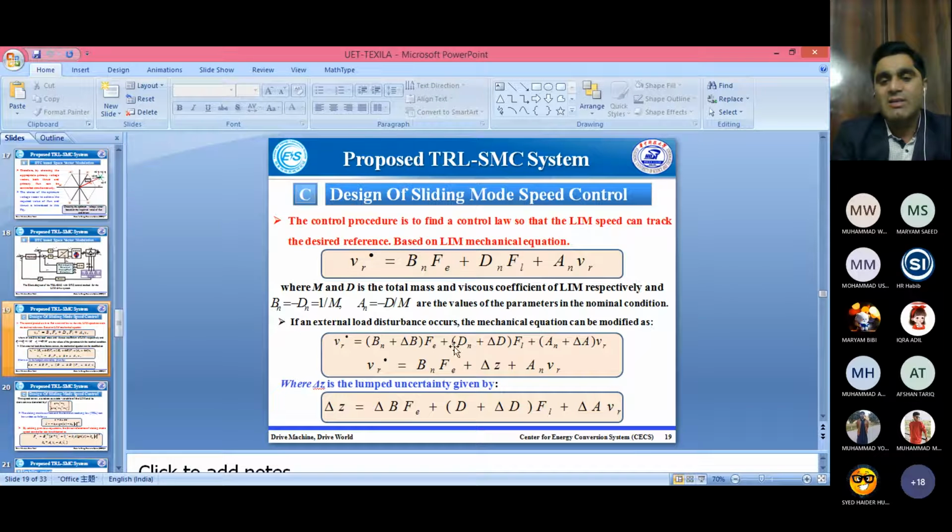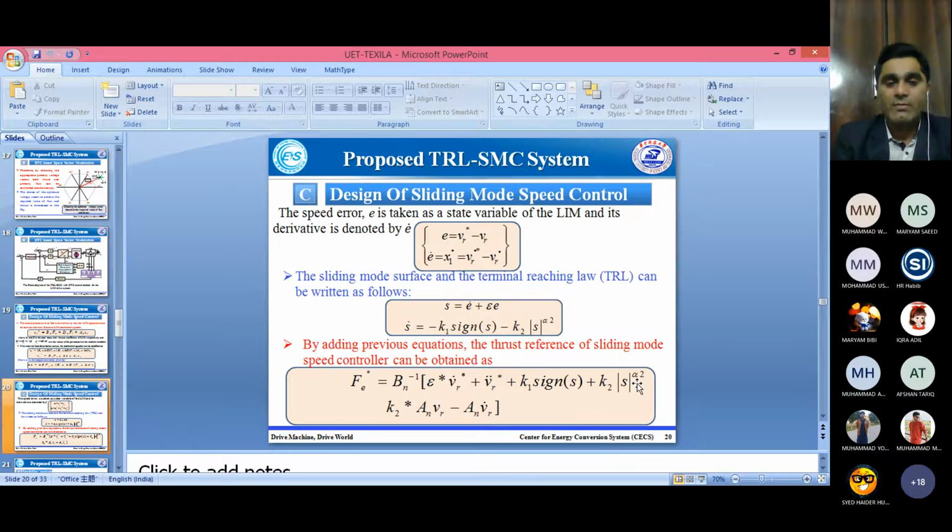If an external disturbance occurs, the mechanical equation can be modified as here, because whenever an external disturbance, meaning a load disturbance, is given to the machine, the first equation would be the same, and now we are introducing a disturbance or total uncertainty, which may contain external disturbance and internal disturbance to the machine.